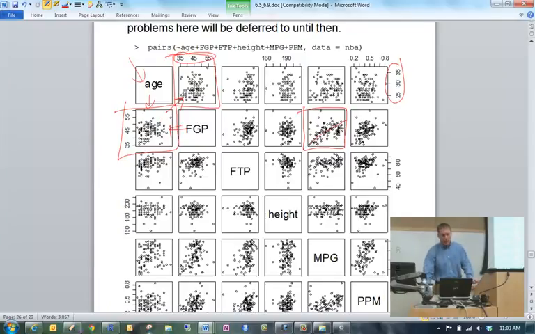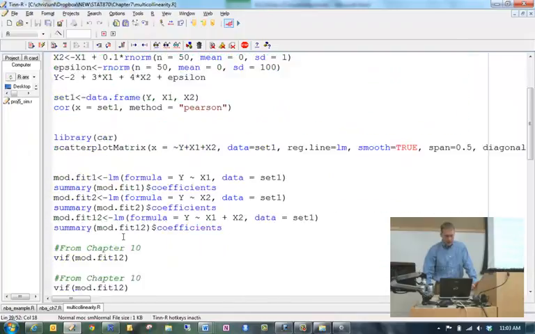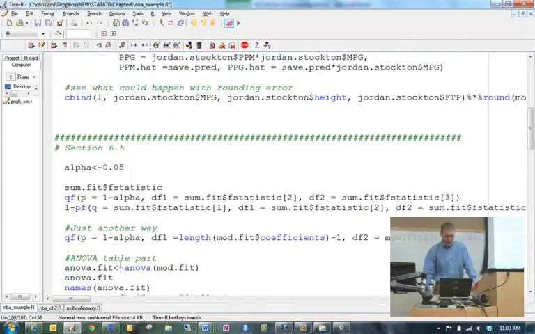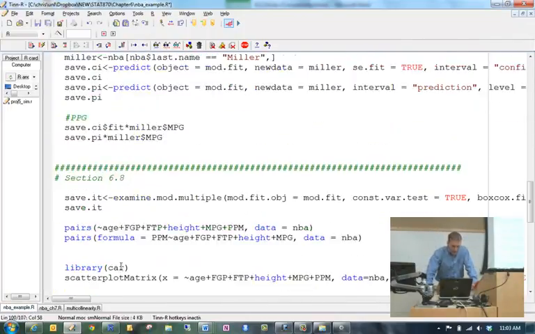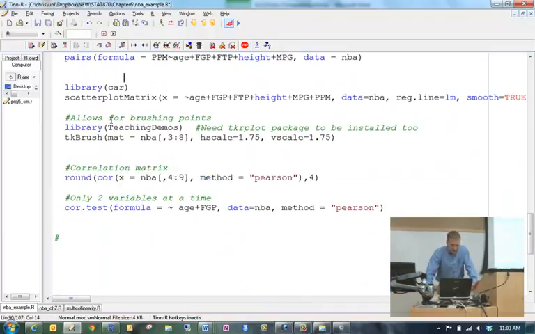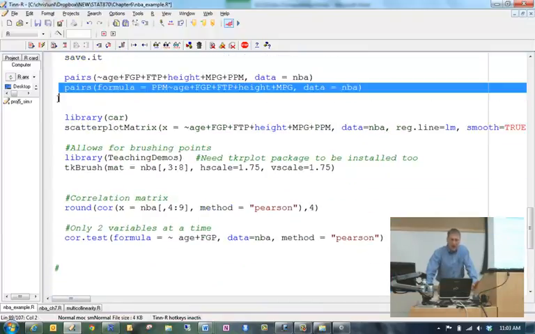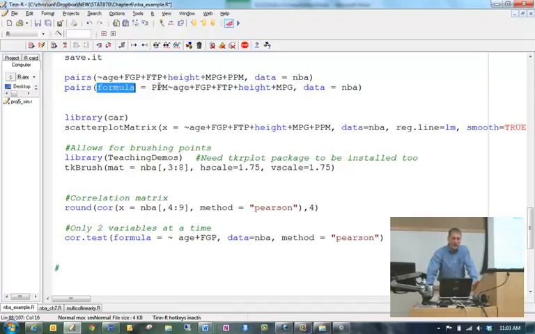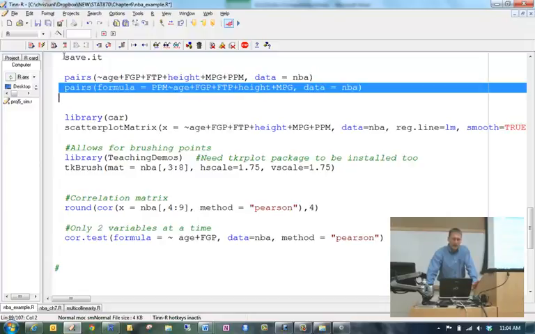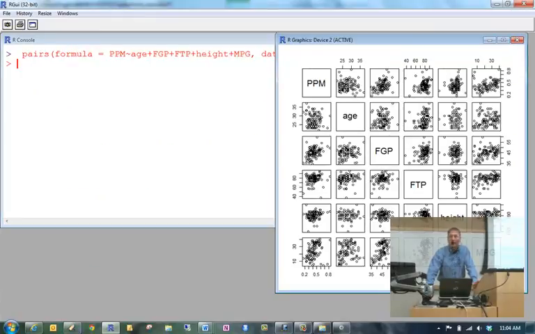Now, how is this plot produced in R? There are a few different ways to produce plots like this. In particular, one can use the pairs function and use syntax that we're used to: formula equals tilde, your predictor variables of interest, and there's your plot.